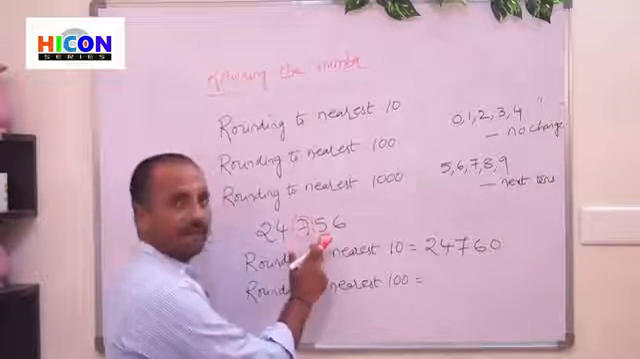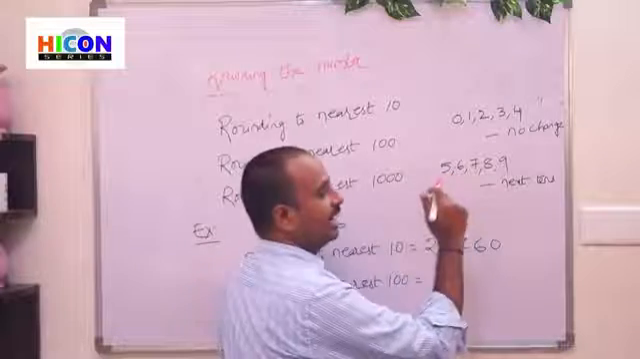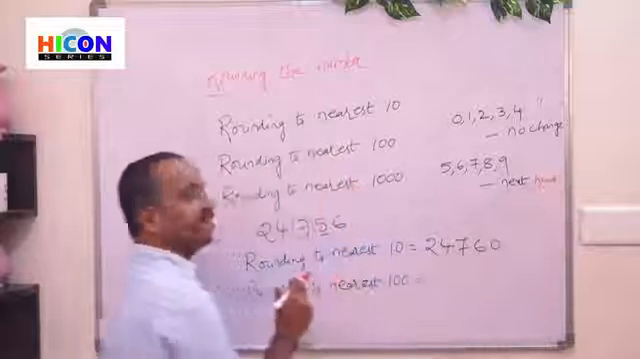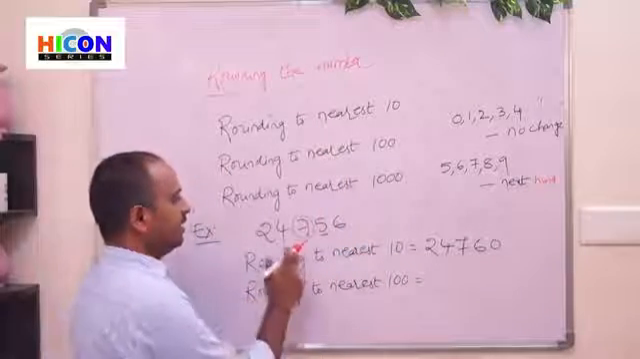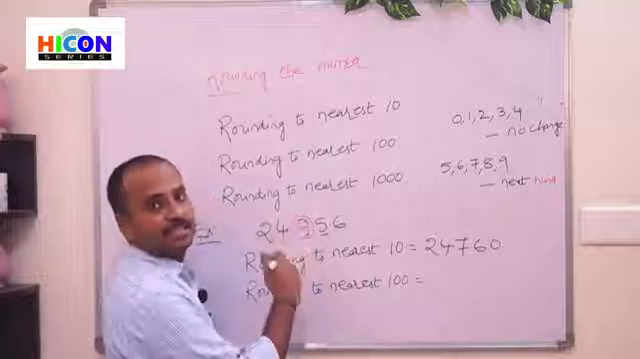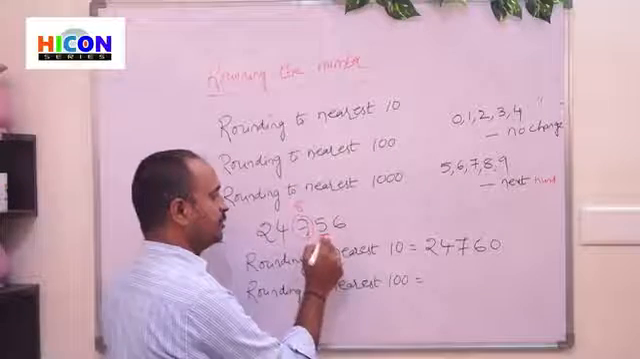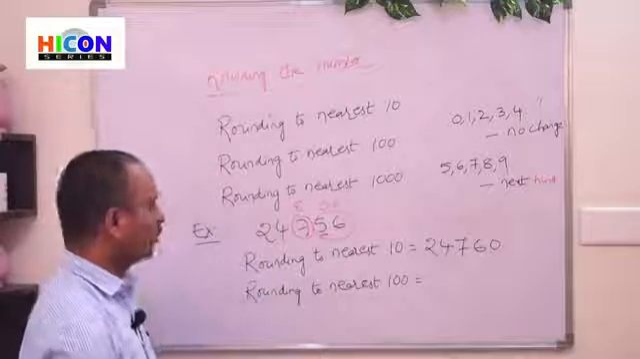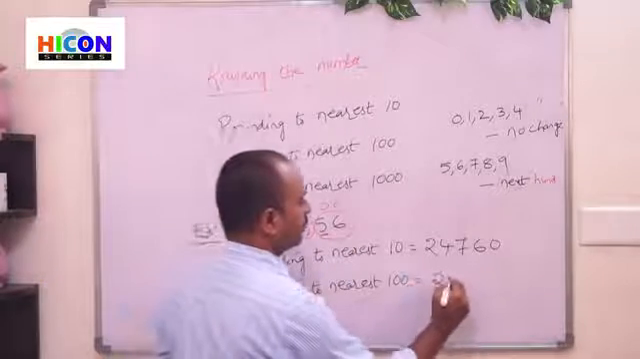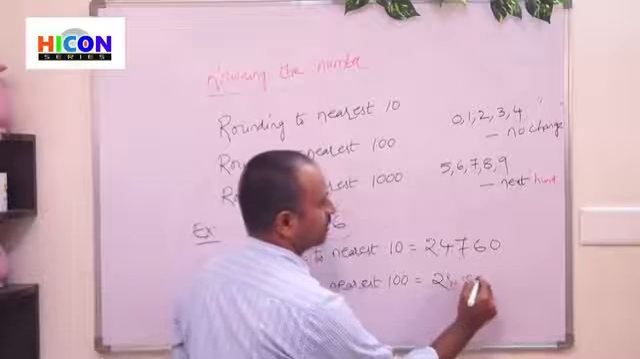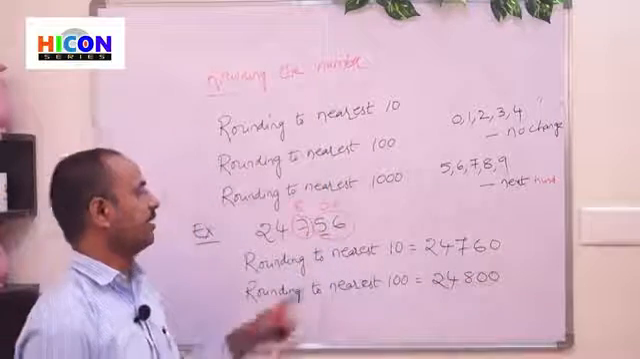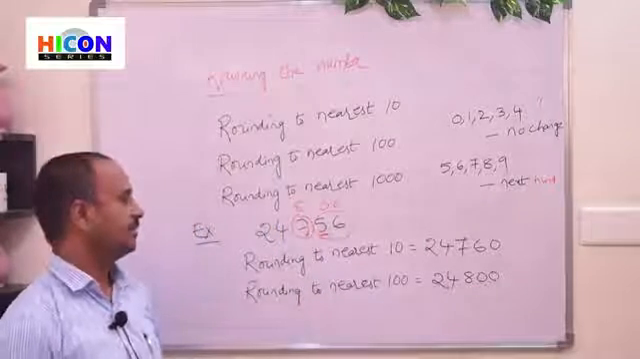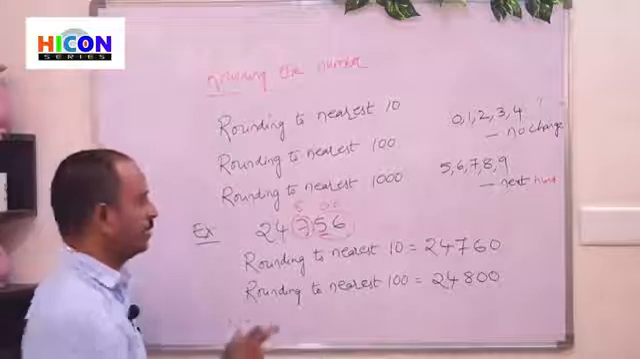If the next digit is 5 or greater than 5, write the next hundreds. That means round the given number to the next hundreds. Here the hundreds place is 7 and its next hundred becomes 8, and keep zeros for the remaining digits. So rounding the number to nearest 100 becomes 24,800. If you round the given number to the hundreds place, we get 2 zeros at the end. So children, this is the way to round the given number to nearest 100.